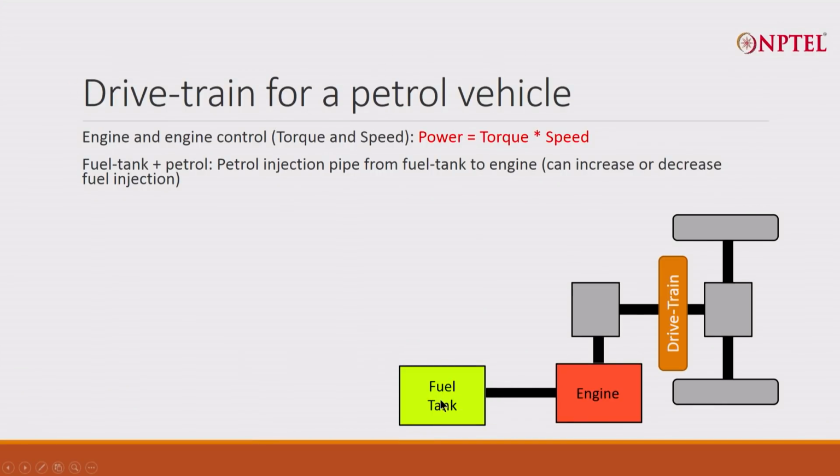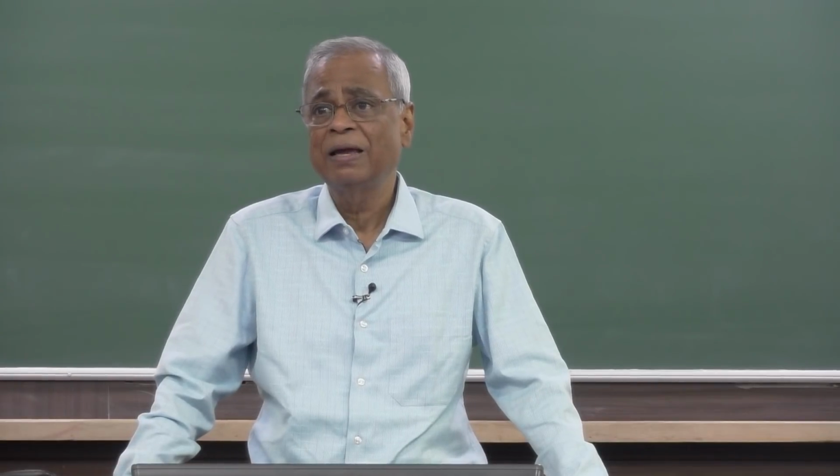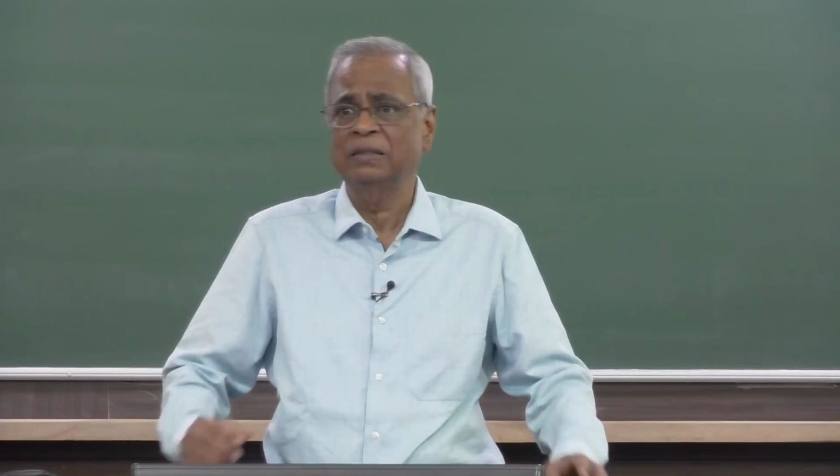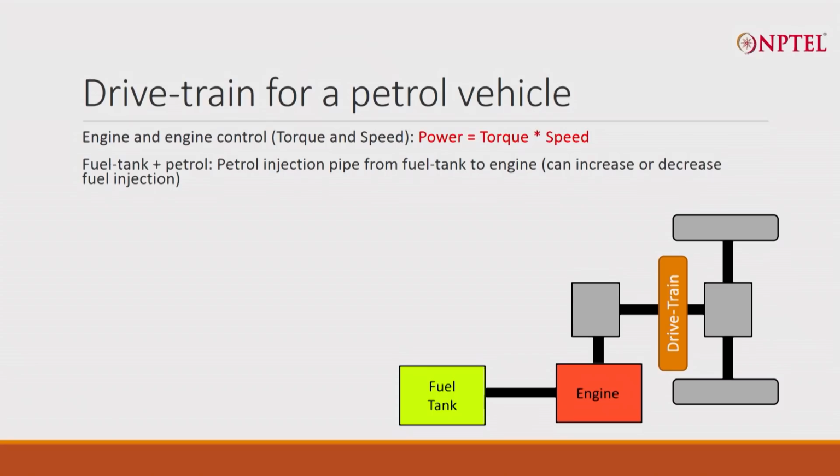The engine will provide the power taking petrol or diesel from the fuel tank. And there is this petrol injection pipe from fuel tank to engine, and you can increase or decrease the amount of petrol that you take, and by increasing or decreasing the petrol you are able to change the speed and the torque. Of course, you'll have an accelerator which will say now I want to increase the speed, and it will start drawing more energy from the fuel tank. Of course, to decrease the speed you will use brakes. The torque per se will be what the road offers, and you will have to generate enough power to overcome that torque. So, these are the basic drivetrain.